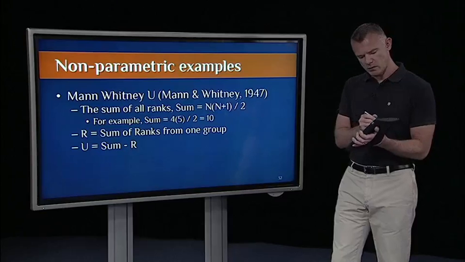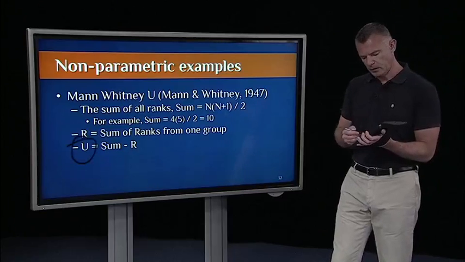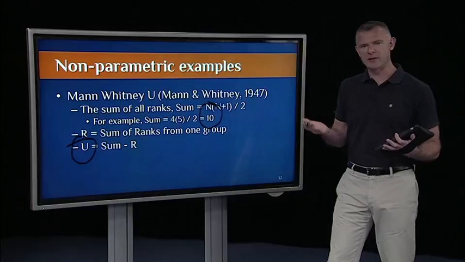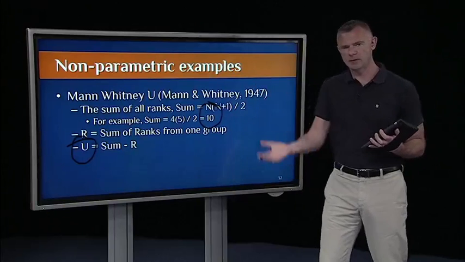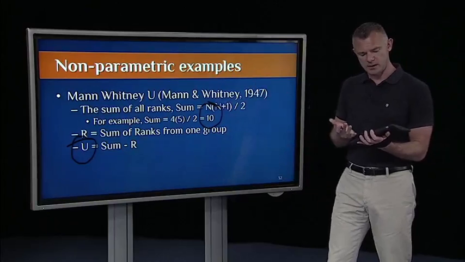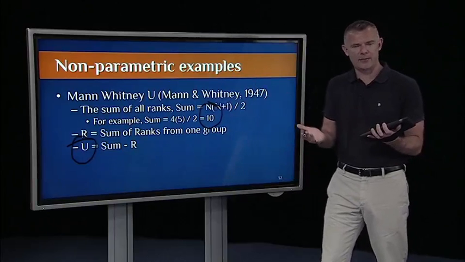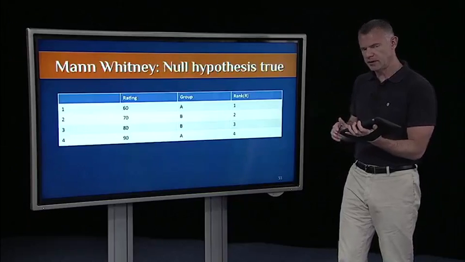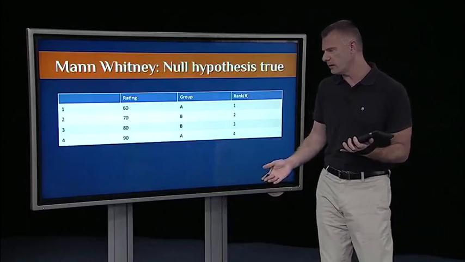The Mann-Whitney U value is the highest possible sum you can get, minus the sum of ranks from one group. So if it's sort of split half and half, so some of them are at the top and some are at the bottom, then we're going to get a U value that's about half of the highest possible sum. So again, let's illustrate that really simply with just 4 raters.